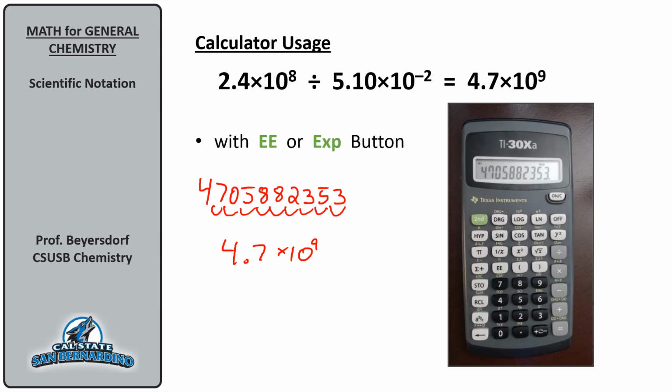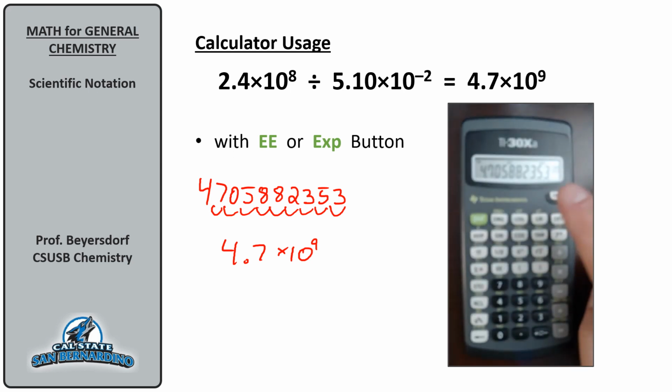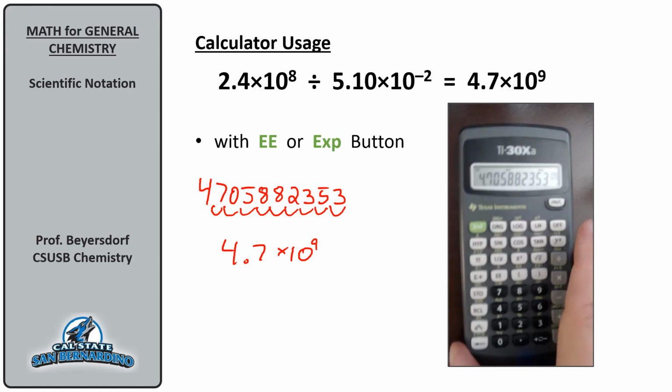I can also, with this calculator, use second function and scientific, and now I see 4.7 times 10, and I see this 9 right here. Sorry, I need to get it refocused. Right up there, the 10 to the 9, right? Okay, so that's one calculator.